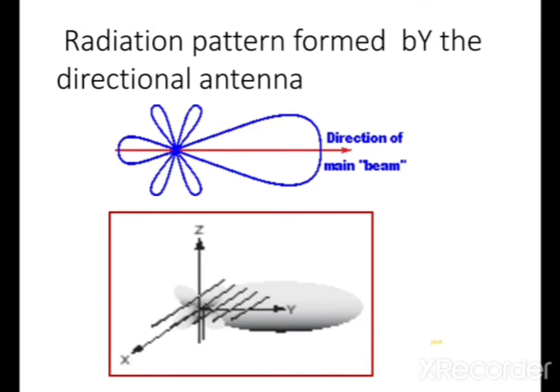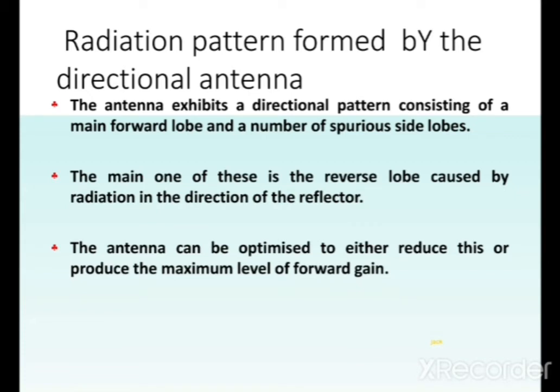Now take the radiation pattern formed by the directional antenna. Observe the radiation which is along the axis, the direction of the beam. So it indicates that the director gives the direction of the beam, and increases the directivity. The total directivity depends on the complete geometry of the antenna. That means length and spacing, these two are very important. Radiation pattern formed by the directional antenna.